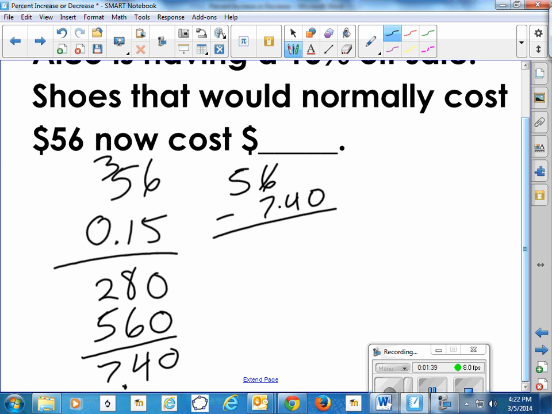And so I'll have to borrow, make that a 5, 60 cents, and I have to borrow again, make that a 15. So $48.60.